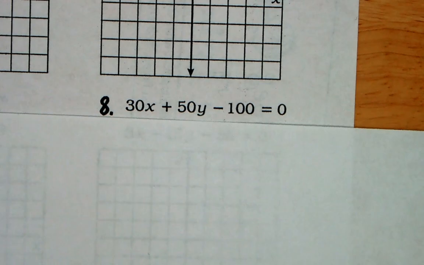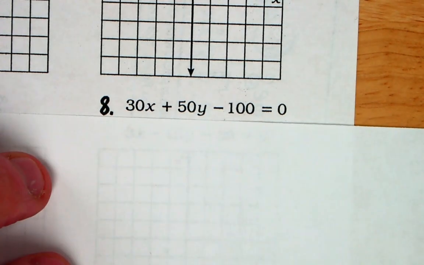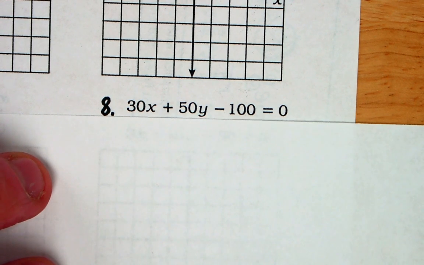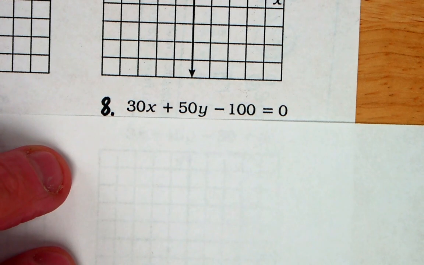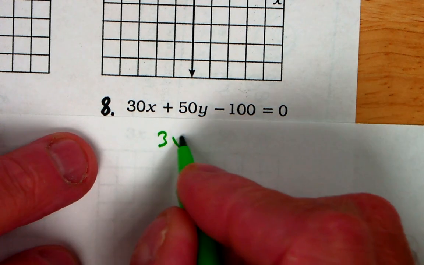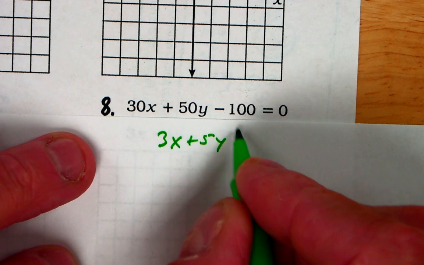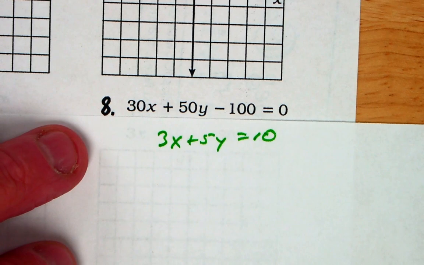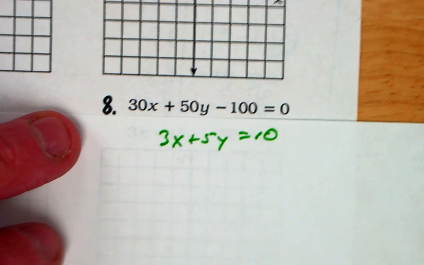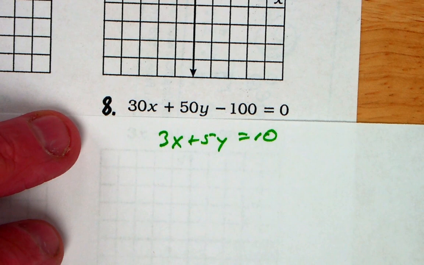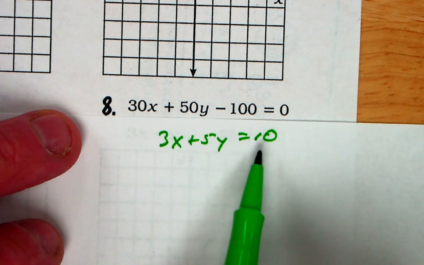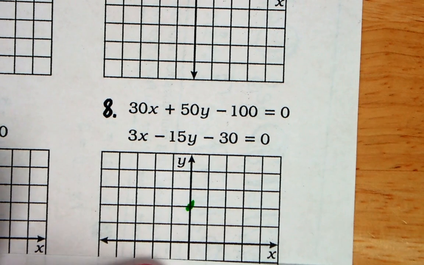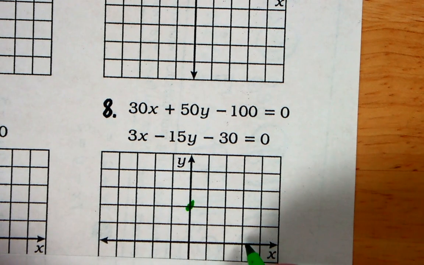Okay, so here we go. On this one, first thing I'm going to do to make my life a little bit easier, can we divide by 10? I think it might make our life easier. So let's do it. 3x plus 5y equals 10. We could do this one a couple different ways. We could find my x and y intercept. First of all, I'm going to make sure I didn't make a mistake. Good. My y-intercept is 2. My x-intercept is 3 1/3.